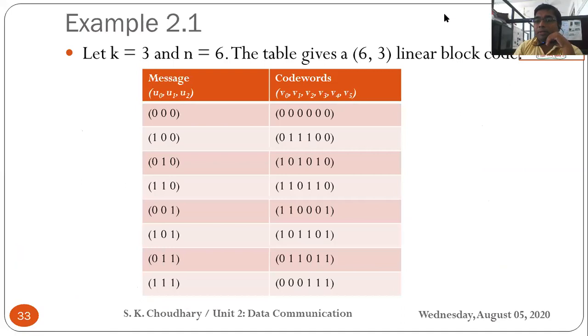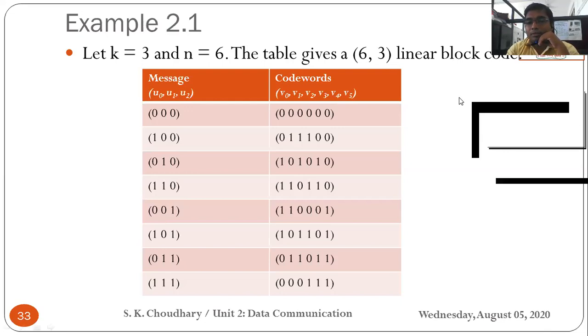We take this example for our demonstration of the LBC. With its help, we will learn how V is generated from U with the help of the generator matrix. Here we have taken a (6, 3) linear block code, meaning k is 3 and n is 6. This is the table with the message bits. A 3-bit message gives 2 to the power 3, that is 8, combinations of code words, which are represented here starting from V0 to V5.